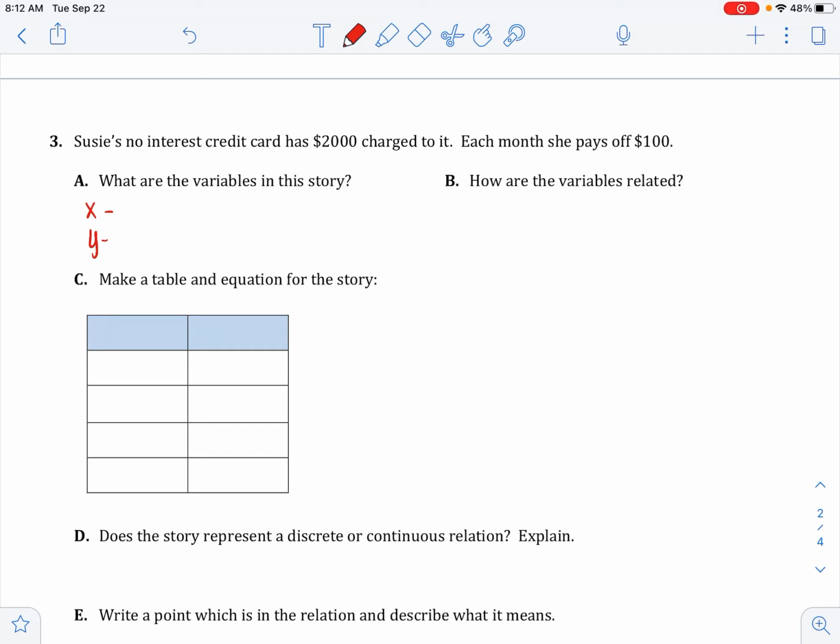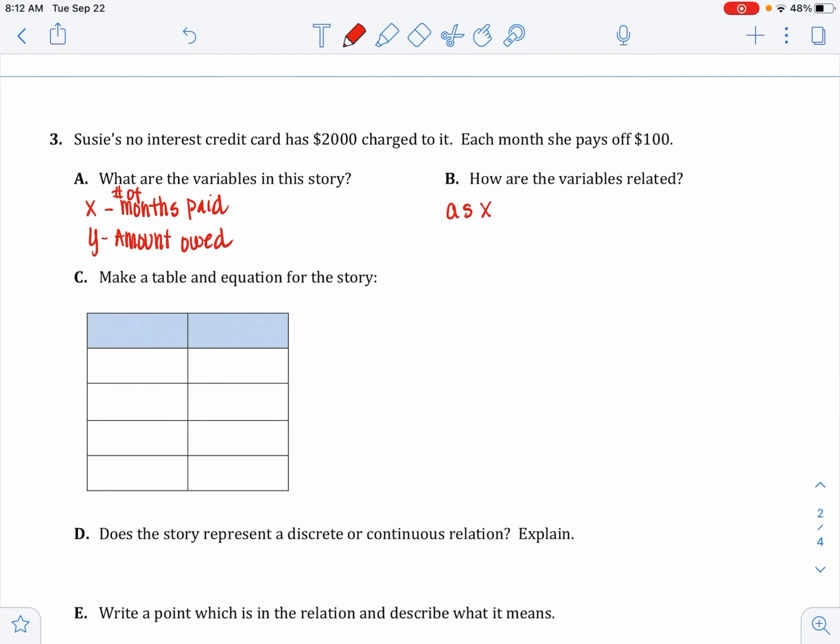All right, so what's happening here? She's got a credit card. She's paying it off $100 per month. So what's changing is the amount of months. So X is going to be the number of months, or months paid, however you want to say it. Y is going to be the amount she owes, because as the months go on and on, $100 comes off of that $2,000 that she has charged to it.